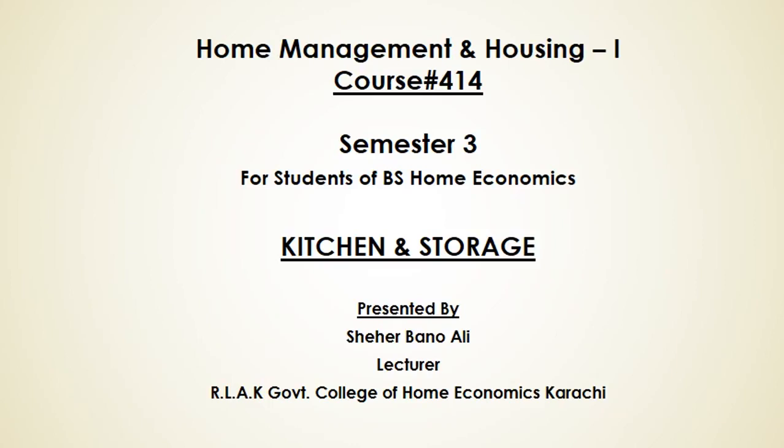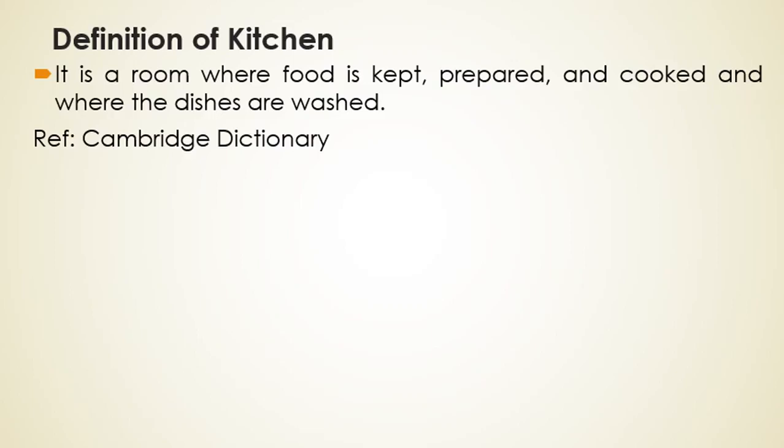Okay, so we will start with the definition of kitchen, what kitchen really is. Let's see. It is a room where food is kept, prepared, cooked, and where the dishes are washed. It has been taken from Cambridge Dictionary. So we can say three things are happening in the kitchen.